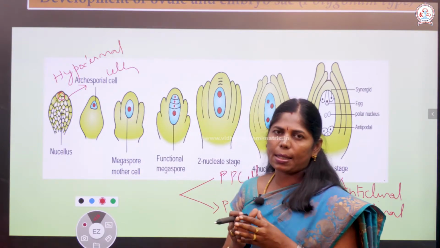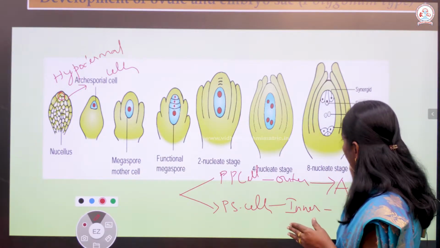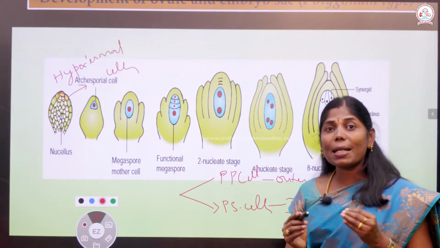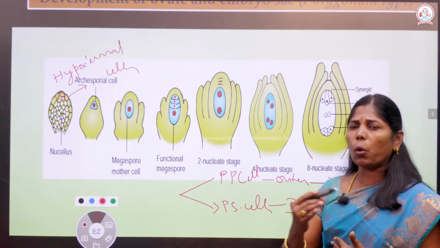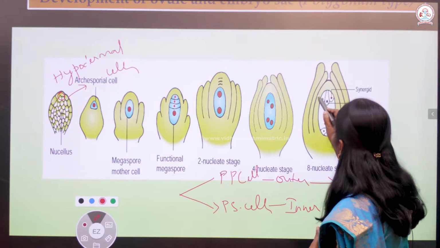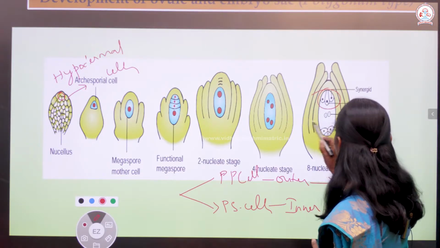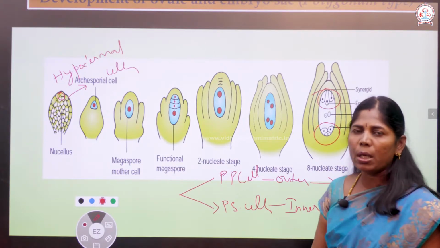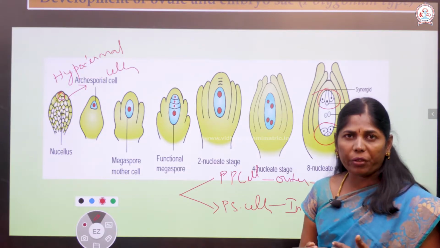It's an egg apparatus. Okay. So at one pole we can see the antipodals, that is in the chalazal end. At the other pole we can see the egg apparatus. So one nucleus from each pole remains.